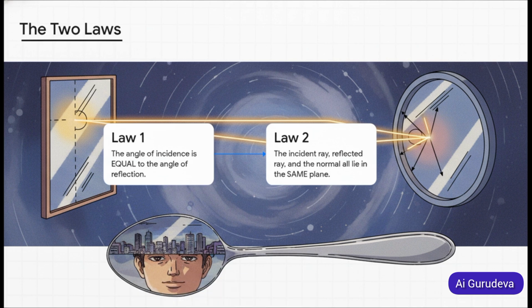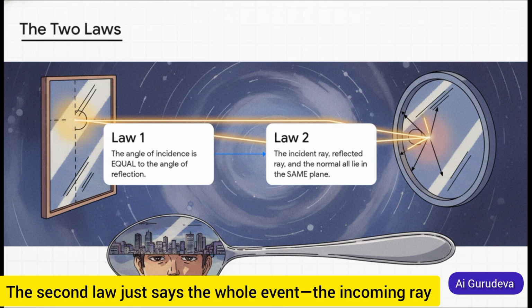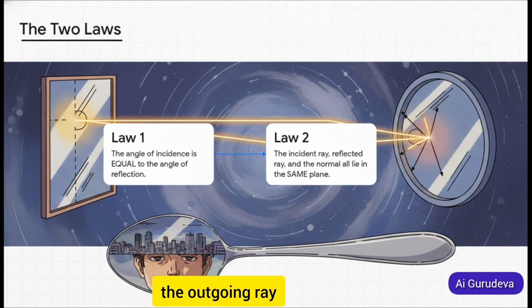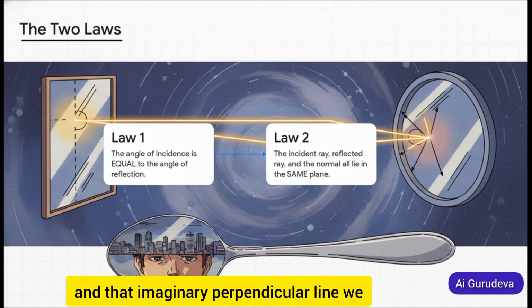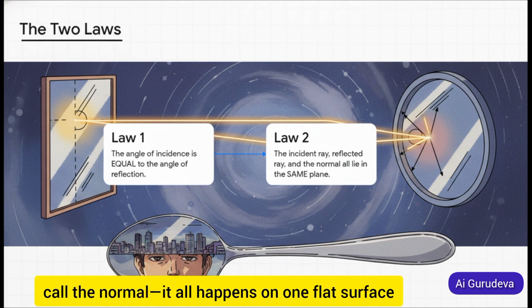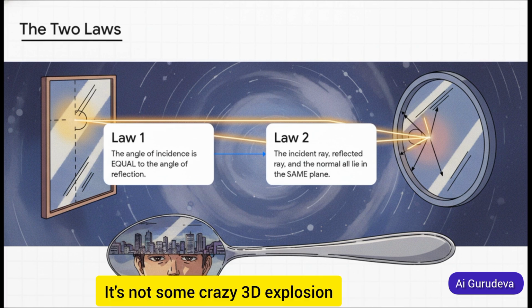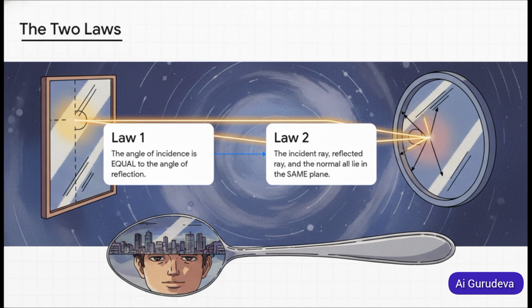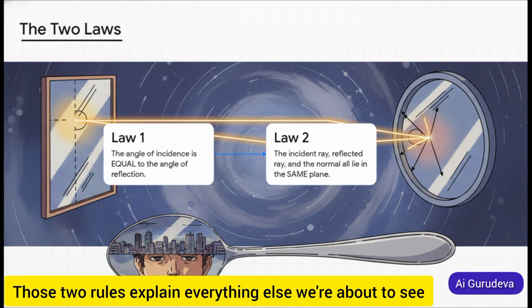Simple. The second law just says the whole event, the incoming ray, the outgoing ray, and that imaginary perpendicular line we call the normal, it all happens on one flat surface. It's not some crazy 3D explosion. That's it. Those two rules explain everything else we're about to see.